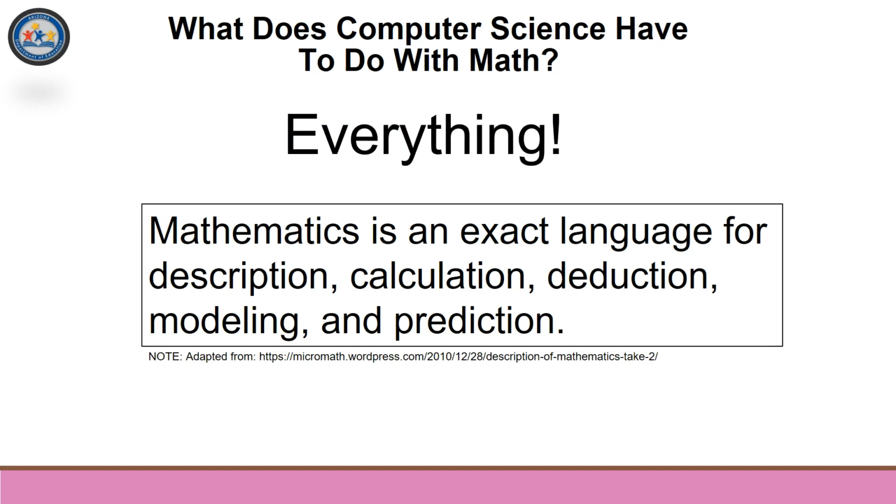So what does computer science have to do with math? Well, there's the answer: everything. It's a great quote. Mathematics is an exact language for description, calculation, deduction, modeling, and prediction. So math is logical. Math is an ordered sequence of values. Well, you could probably use those exact same descriptions for computer science, and they would be spot on.